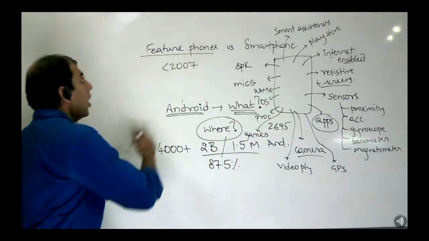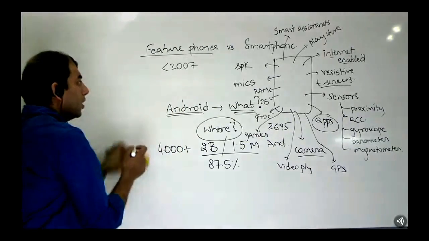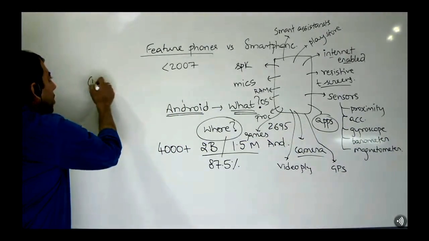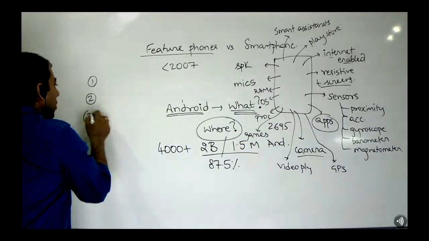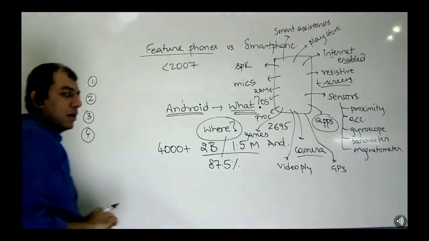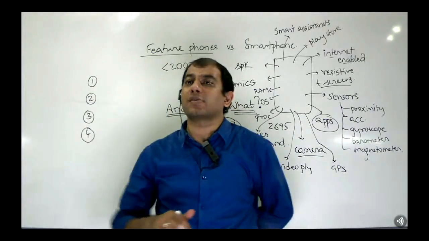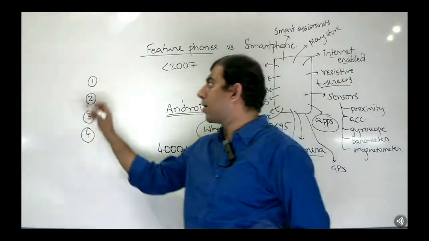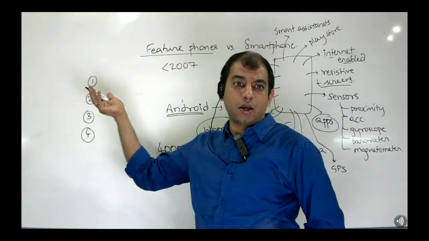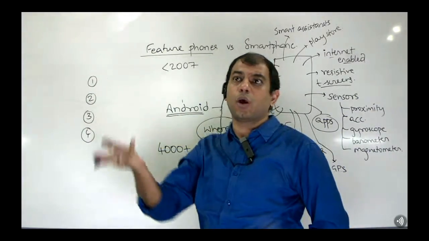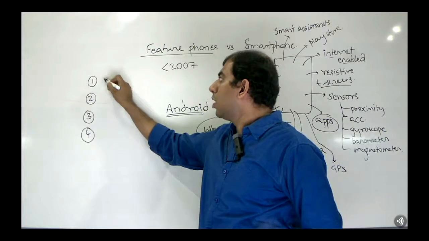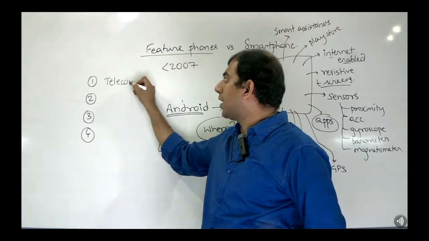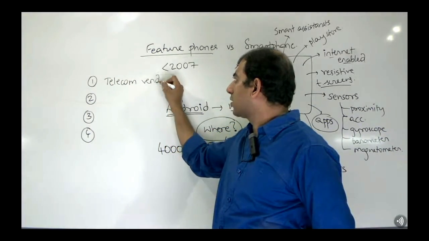Bottom line, prior to 2007, if you see the telecom market, there are primarily a number of players in the telecom market. How many players are there? Four players. What are the four players in the telecom market? Obviously, who are the players involved? Yeah, first you have the telecom vendor, isn't it?